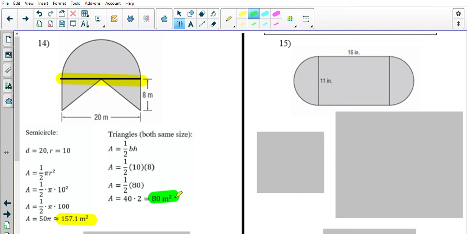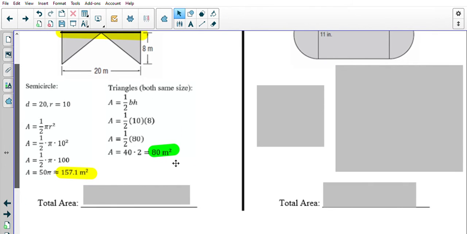Some students might even realize that you could take the 1/2 out of the formula and just do base times height, which would also get you 80 meters squared. We'll now add those guys together to get our total area. And again, you may need to pause the video to jot some things down at some point, and that's okay. Add 157.1 to 80, and you should get 237.1 meters squared.